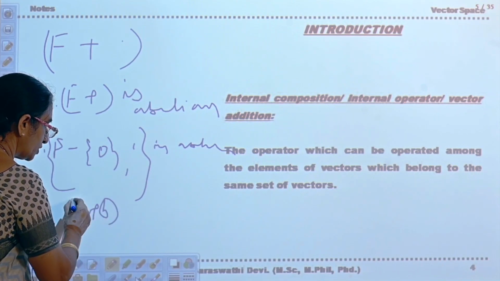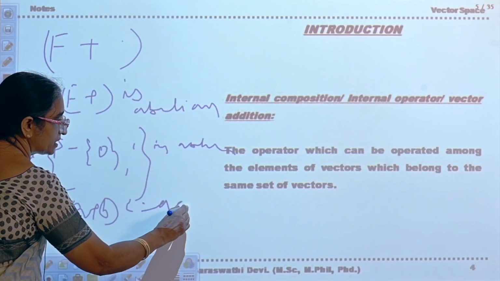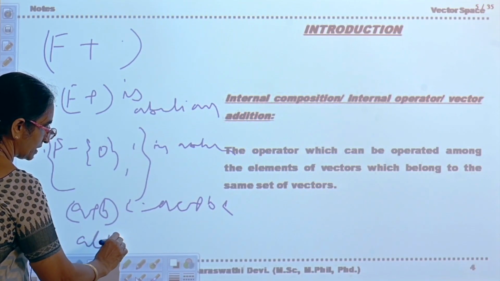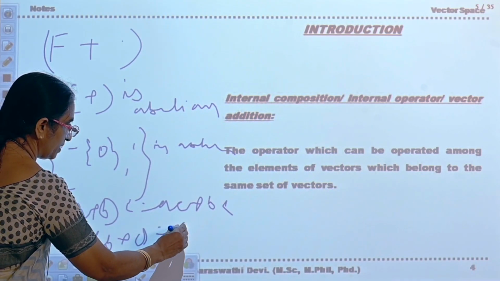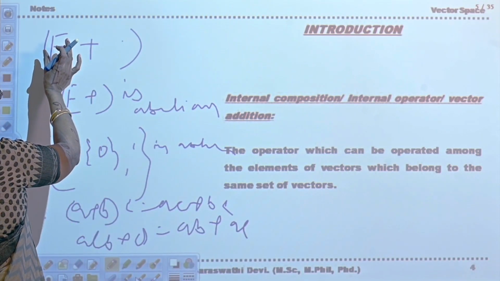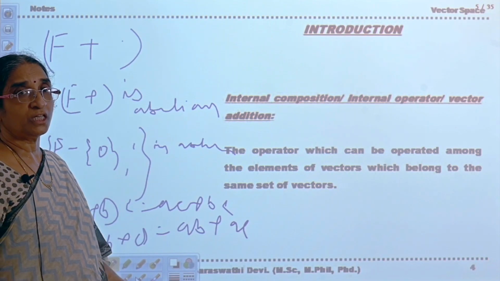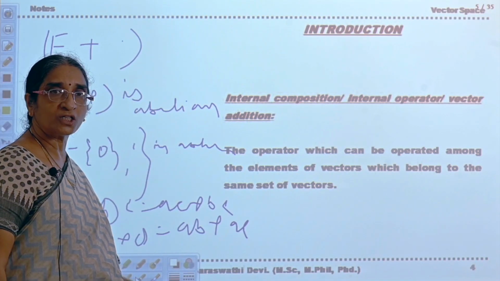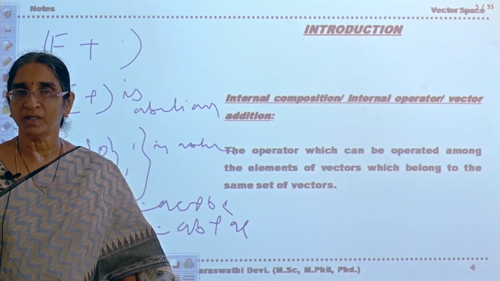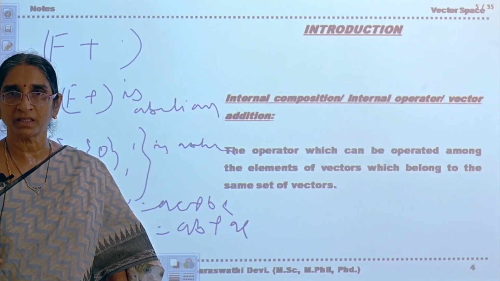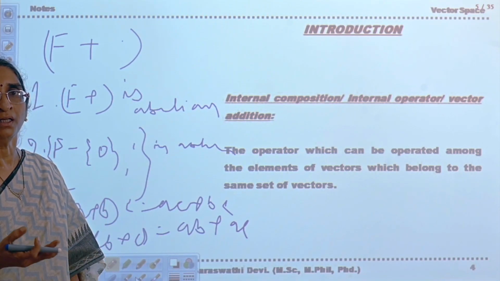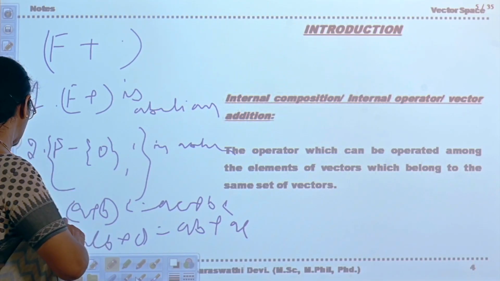(A plus B) into C is equal to AC plus BC, and next, A into (B plus C) is equal to AB plus AC. If any set F with respect to the plus and dot satisfies these properties, then you will say that F is a field. Examples of field are the set of real numbers, the set of rational numbers, the set of complex numbers. These are all examples of a field.